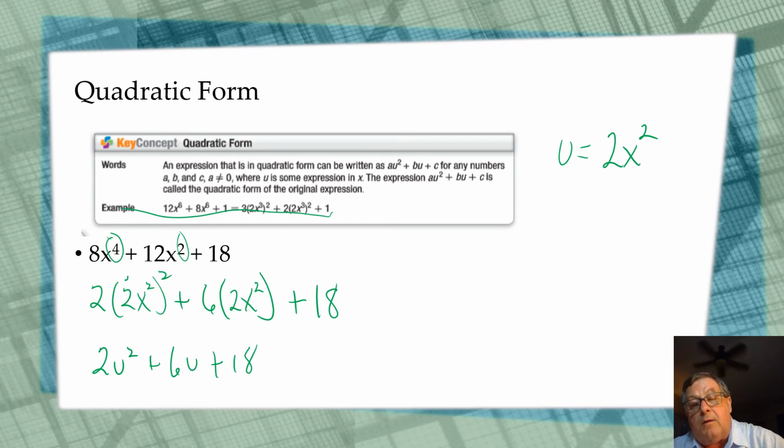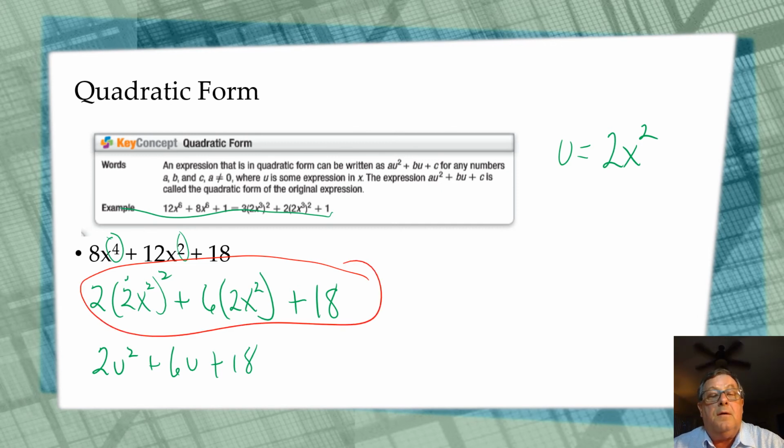As it stands right now, I've written this. When I've got this in this form, I have written it in quadratic form. Key thing, the exponent of the leading term must be twice as large as the exponent of the middle term when I've got trinomials that I'm trying to write in quadratic form. That's the key.